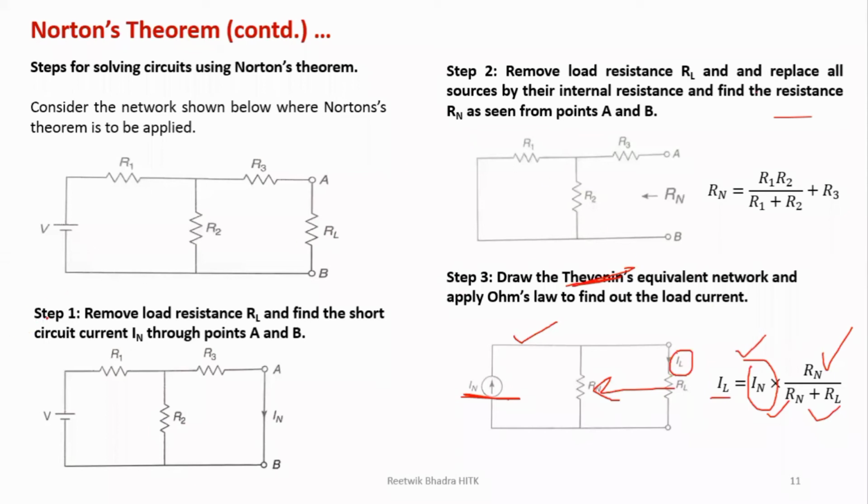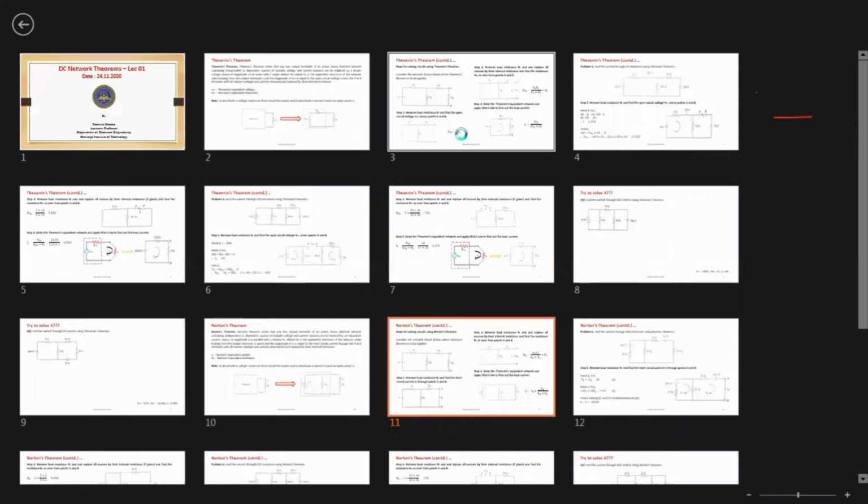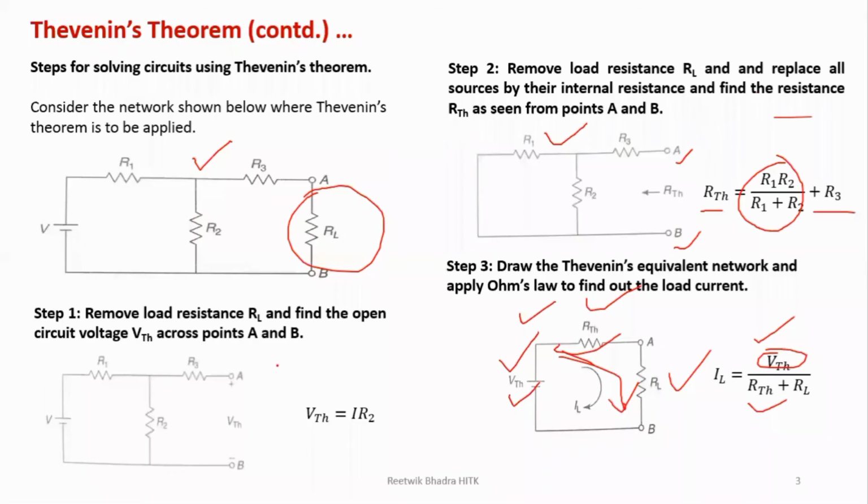Now, how is step 1 differing? I'll make a comparison so that you can understand it very easily. In step 1 of Thevenin's theorem, we were open circuiting these 2 points and finding out the voltage, because an open circuit will have voltage, there will be no current. Now, since we are finding the current, we'll short circuit these 2 points. Short circuit means voltage will become 0, but a current can flow. That current will be called Norton's current.